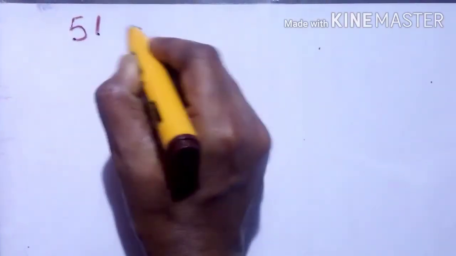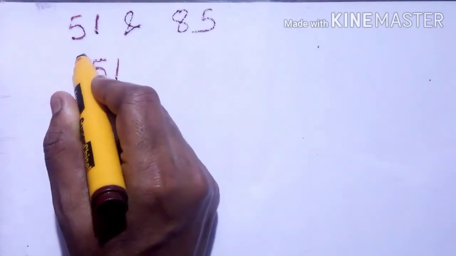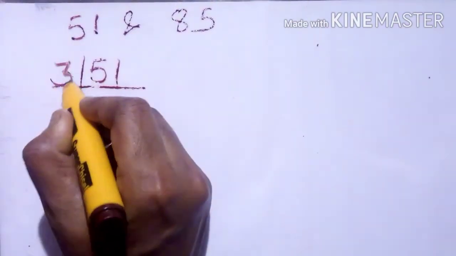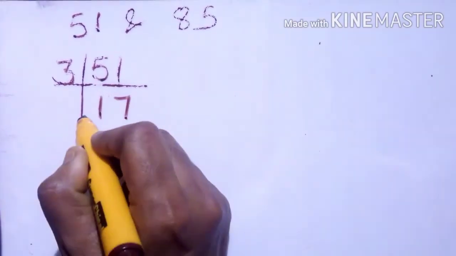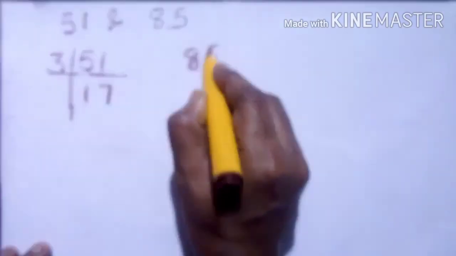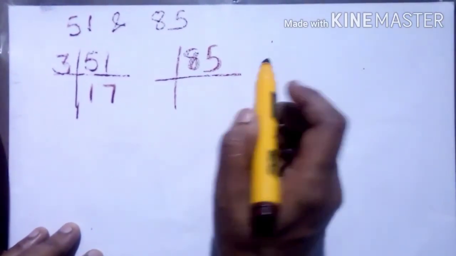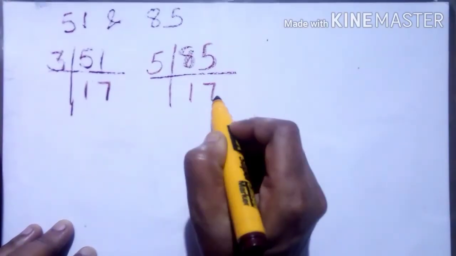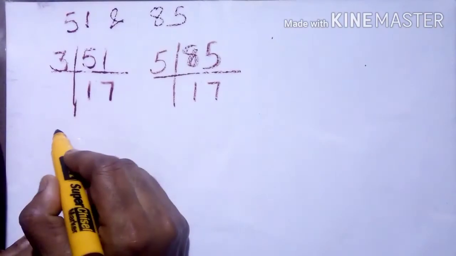51 and 85. So 51, prime factorization method. 51 we have to divide by 3. 3 is the prime factor of 51. So 3, 1 times 3, 3, 7 times 21. Now this is the prime number. Next we have to find 85. The prime factor of 85 is 5. So 5, 1 times 5, 5, 7 times 35. So write the factors.